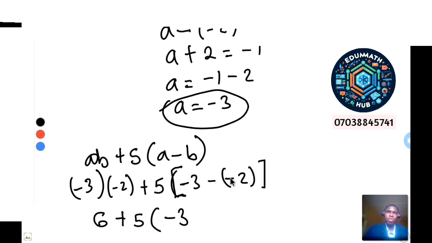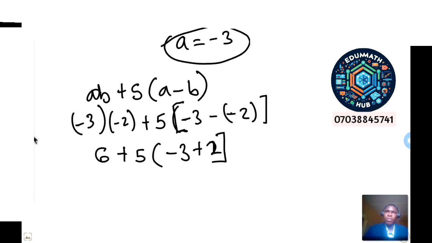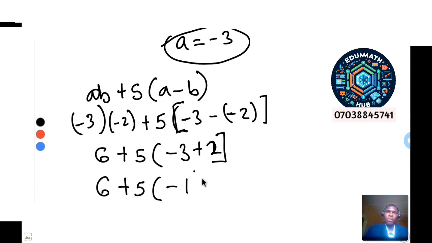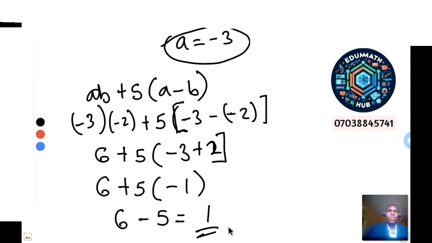So this is 6 plus 5 into, you have minus 3, minus minus 2, and minus is plus. So you have minus 3 plus 2, which is minus 1. So that will be 6. 5 times minus 1 is minus 5. So 6 minus 5 is 1. The value of that expression is 1.